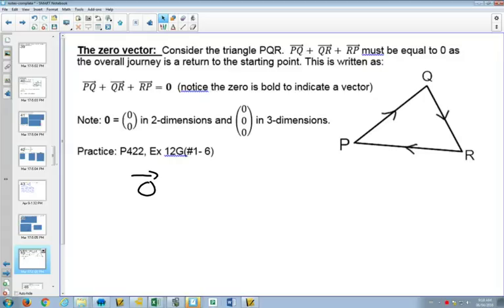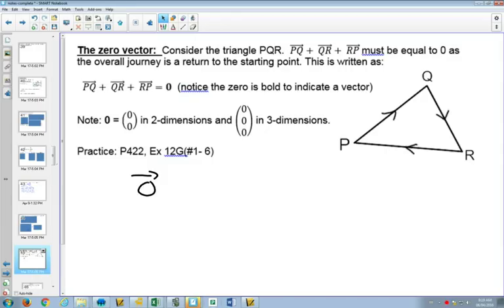Finally, the 0 vector. If you go around in a triangle, if you start at P, go all the way around and end at P, you will end up not moving at all. Well, you'll have moved, but you will not have changed any place.